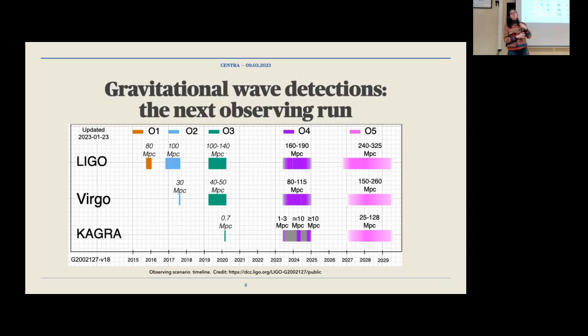And something that should be remembered is that the observable volume of the universe scales sort of as the cube of the increase of the distance, and this distance goes with the sensitivity. So we're going to be sensitive to a much, much larger volume of the universe. And so we've seen order 100 detections so far. During the next observing run, we should see order thousands.